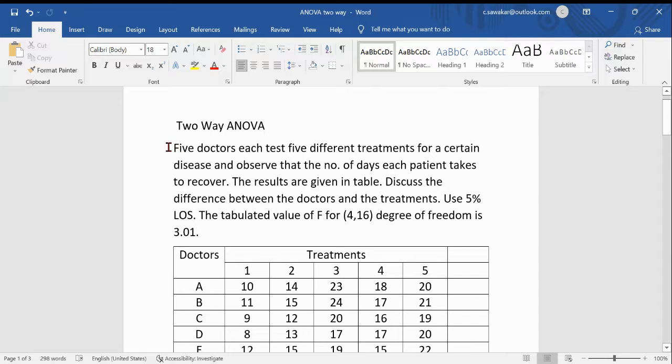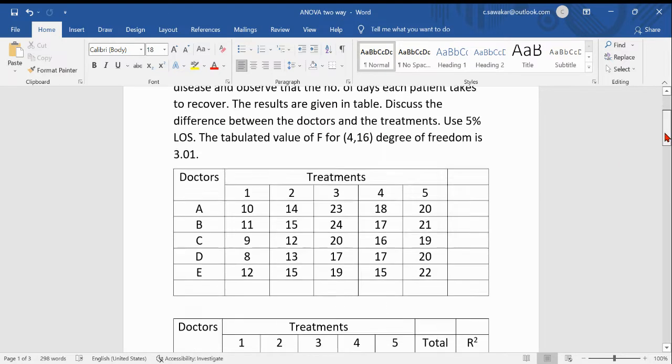So now let's see one example here. Suppose five doctors each test five different treatments for a certain disease and observe the number of days each patient takes to recover. The results are given in the table. Discuss the difference between the doctors and the treatments.